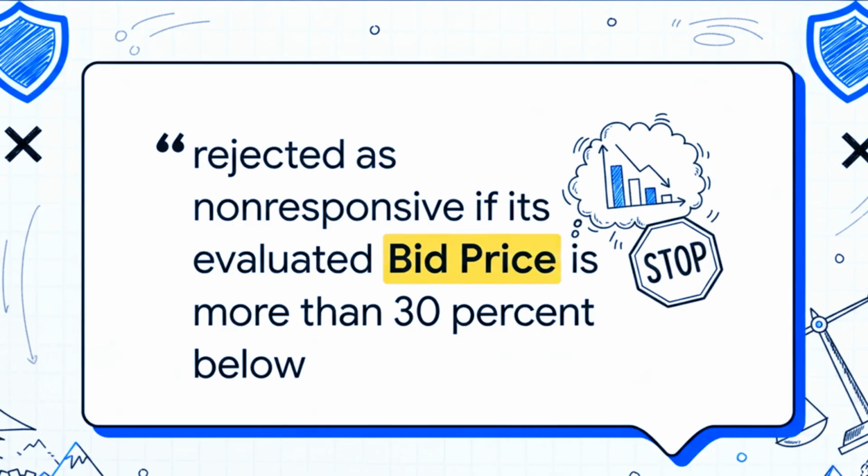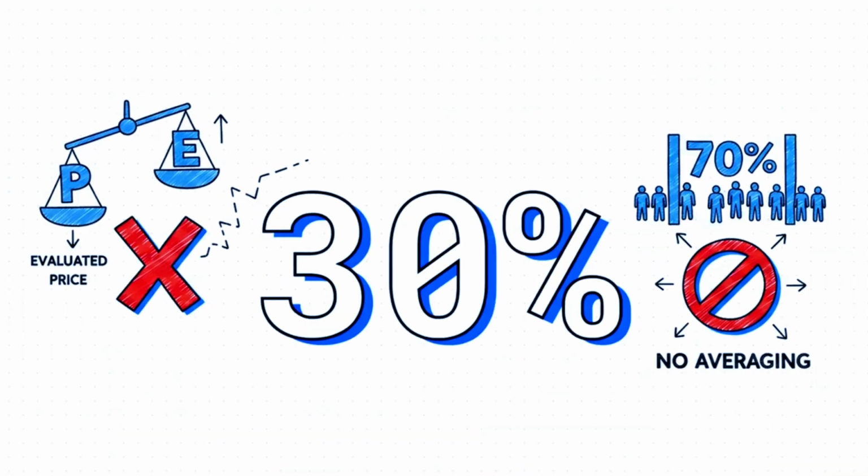We then have to apply an even more severe safeguard to protect against abnormally low submissions, the kind that truly threaten successful project delivery. As stated plainly in ITB 35.2, a bid must be rejected as non-responsive if its evaluated bid price is more than 30% below the cost estimate. Let's break that formula down. If the evaluated price, which we'll call P, is less than 70% of the official cost estimate, which we'll call E, it absolutely must go.